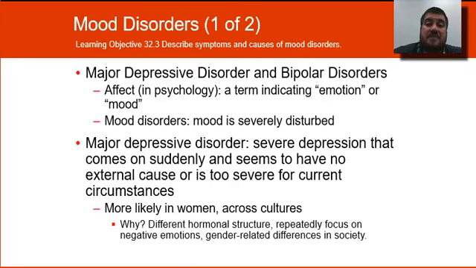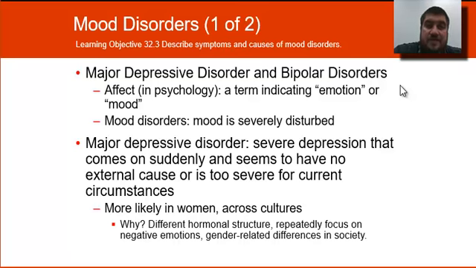Lastly, today we're going to talk about mood disorders, and there's only two of them that we're going to talk about: major depressive disorder and bipolar disorder. And so in mood disorders, the person's mood is severely disturbed. And let's start with major depressive disorder, or depression, as you guys would know it. It comes on suddenly and seems to have no external cause or is too severe for current circumstances. It's more likely in women, and that is true across cultures as well.